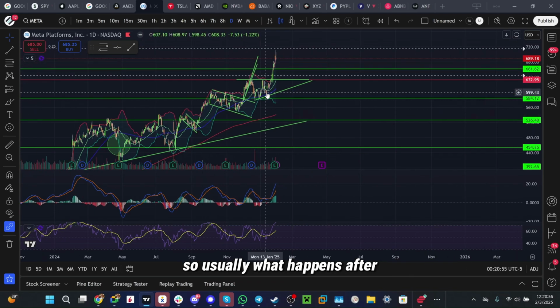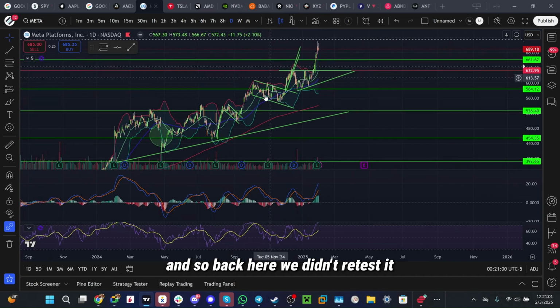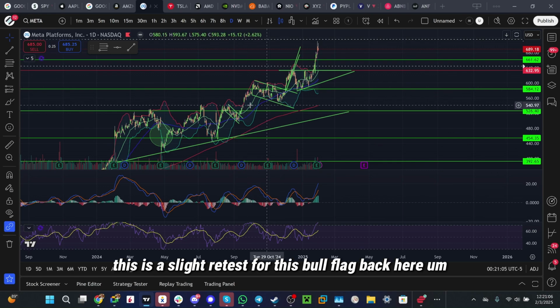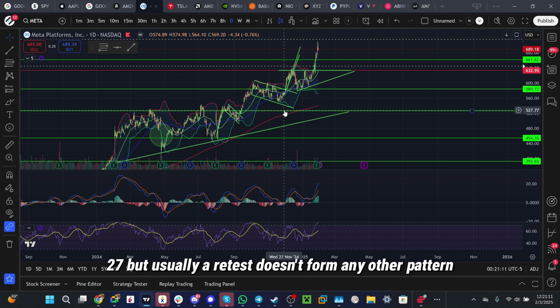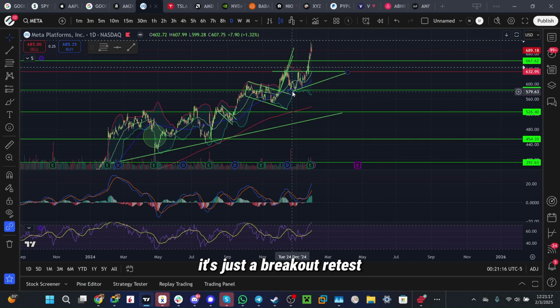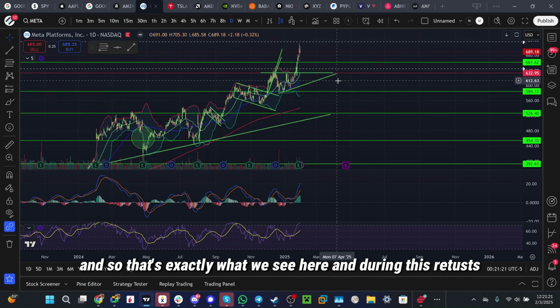So usually what happens after a bull flag breakout is that you have a retest. And so back here, we didn't retest it. We just continued higher. I guess you can say this is a slight retest for this bull flag back here, near the support level of 527, but usually a retest doesn't form any other pattern. It's just a breakout retest, which is a decrease in price followed by another rally. And so that's exactly what we see here.